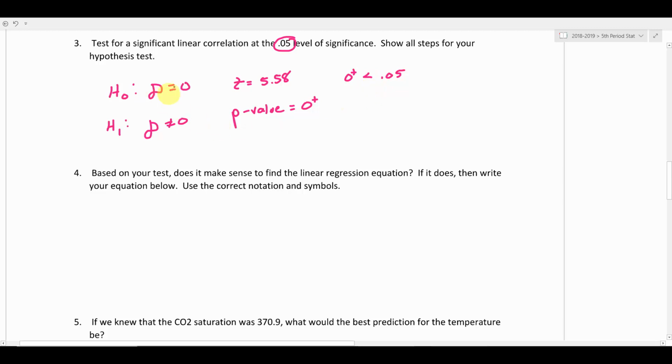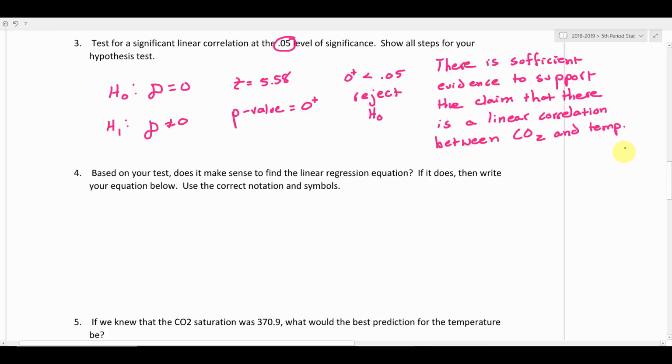So this is telling us to reject the null hypothesis. Okay, so we're going to reject the null hypothesis. And if I reject this, then I must accept this. All right, and this is the alternate hypothesis where we say, hey, it's not equal to 0, which means we do believe there is a linear correlation between these two things. Okay? So there is sufficient evidence to support the claim that there is a linear correlation between CO2 and temperature.